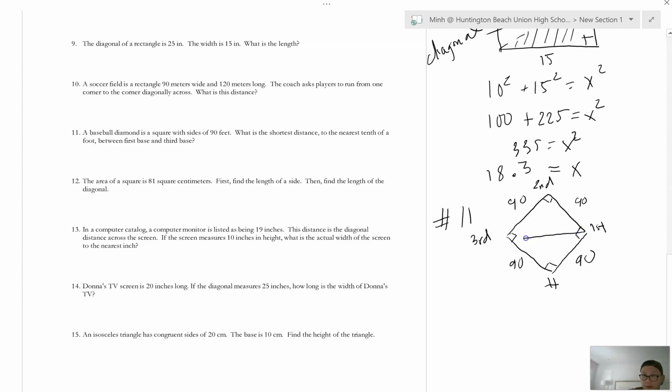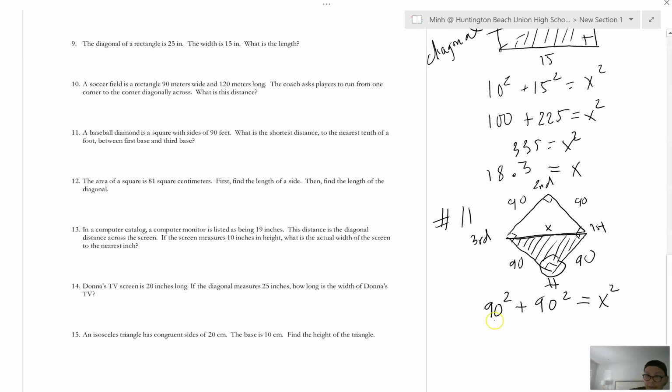So what's the distance going from here to here? So if you don't notice, they're asking you this distance, so let's represent that as x. And you can use top or bottom, doesn't matter, but I'm just going to use the bottom one. Note that there is a right triangle right there. And the 2 sides that create that right angle on the very bottom, those are my legs. So that's going to be 90 squared plus 90 squared is equal to x squared, which is the distance between first and third base.